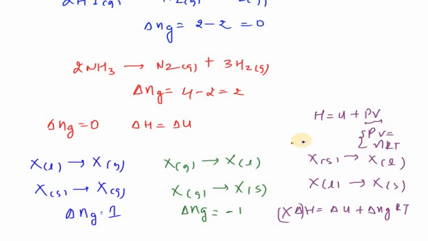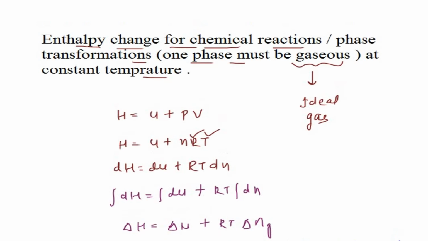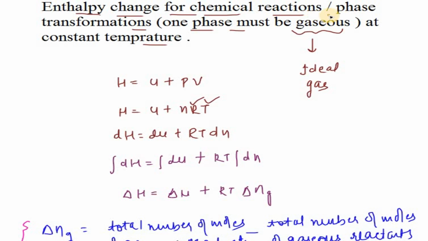We replace PV with nRT when we consider it as an ideal gas. So we know there is no gas here. If there is gas, we generally assume it as ideal gas unless it is mentioned that it is a general gas or real gas. So here we don't have any gas. So delta H equals delta U plus delta Ng RT is not valid in this situation, over this phase transformation. So that is the basic of the enthalpy change of the reaction when there is a phase transformation and the temperature is assumed constant over here.